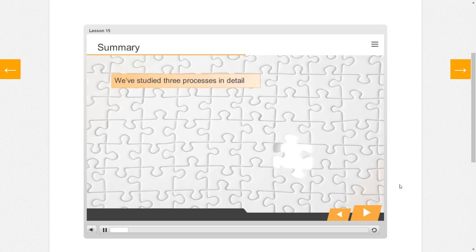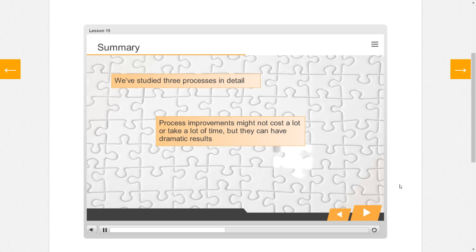That completes our more detailed study of 3 processes. If there are any processes in the process guides that you feel are particularly relevant for your organization, some internet research will quickly give you access to more information. Process improvements might not cost very much and might not take much time, but they can have dramatic results. The customer organization isn't always aware of the detailed process they are interacting with, but process improvements can also lead to increased customer satisfaction. Click on the Next button to access your end-of-lesson quiz when you're ready. When you finish the quiz, click the Next button again to move on.